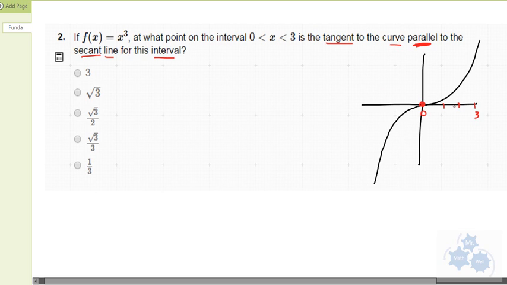So when we talk about average rate of change for the function over an interval, really what we're calling this is a secant line. That's what it is.